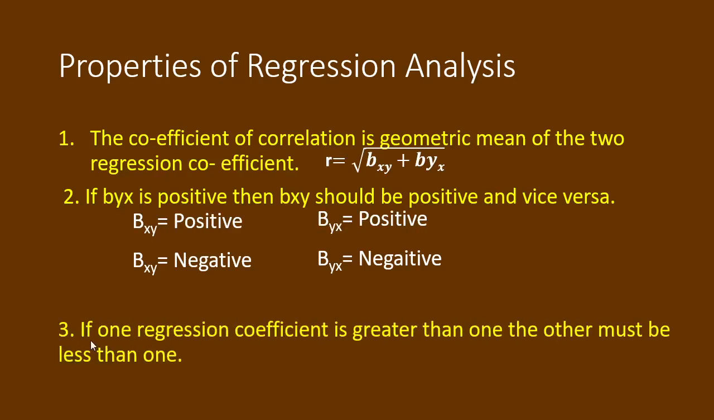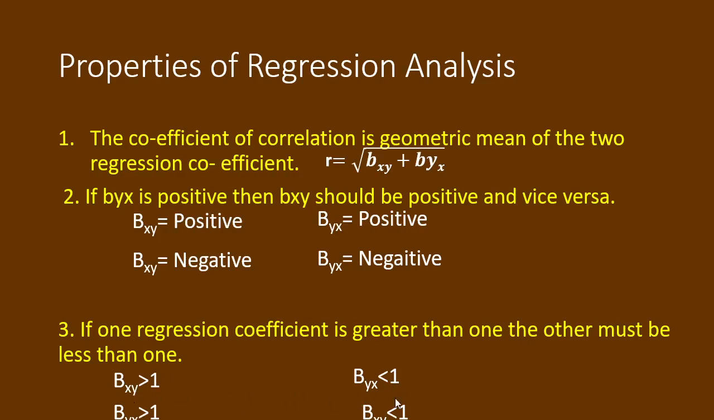And the third property is if one regression coefficient is greater than 1, the other must be less than 1. For example, if bxy is greater than 1, maybe 1.2, in that situation byx should be less than 1, maybe 0.8, 0.5, 0.2, anything. And again, if byx is greater than 1, maybe 1.8 or 1.2 or 1.3, in that situation bxy should be less than 1.